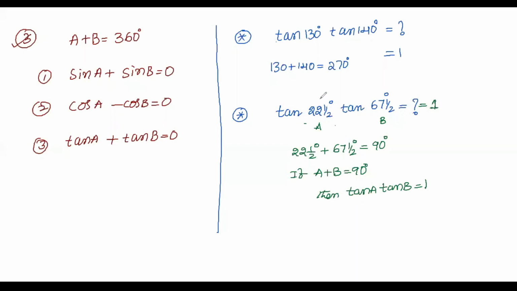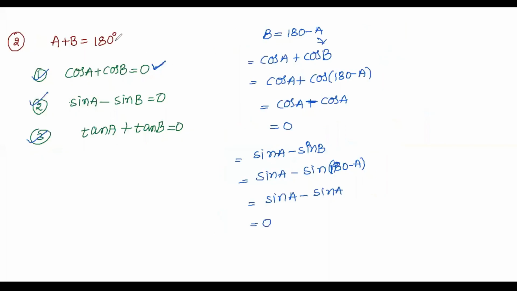So in the questions, angle A and angle B can be any angles. When you add them, you should get either 270 or 90. In this case, we got 270. In this case, we are getting 90. So in both cases, tan A into tan B value is always 1. A similar thing can happen for 360 degrees or 180 degrees also. I can give two angles, then I may ask tan A plus tan B is how much, or cos A plus cos B how much, or sin A minus sin B is how much. The answers must be zeros.